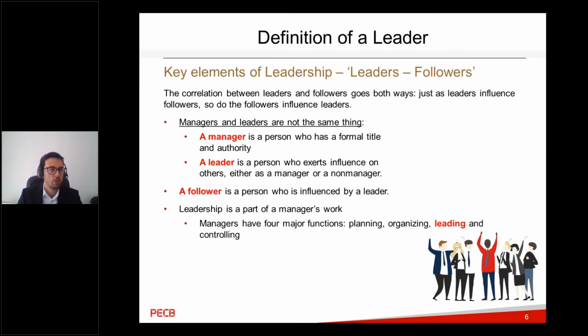And when it comes to certain decisions that involve their expertise, they are usually consulted or even participate in the decision-making process. So, as we said, leadership is part of a manager's work. So it is expected from managers to be involved in leadership, or for leadership to take the majority of the traits that are needed to deliver their everyday duties.